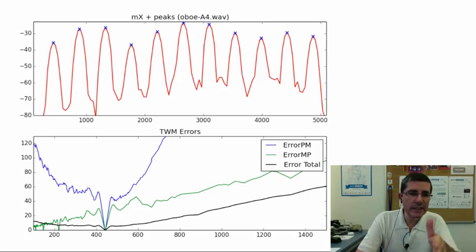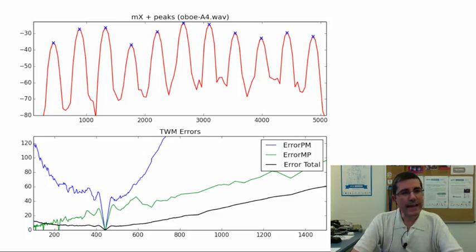Okay? And clearly we see that there is one point where there is a minima. There is a local minima, and of course it's at 440 hertz, which is the fundamental frequency of this oboe sound. This is an easy case, and so here we see that there is not much doubt for the algorithm that the fundamental frequency is 440 hertz.